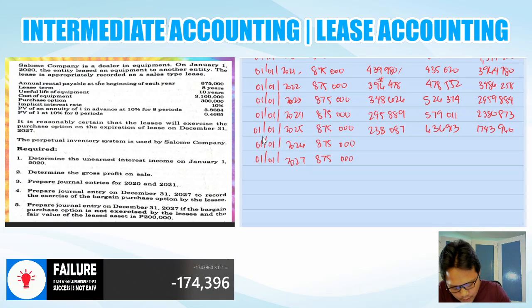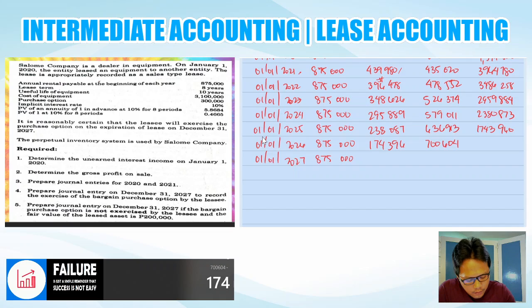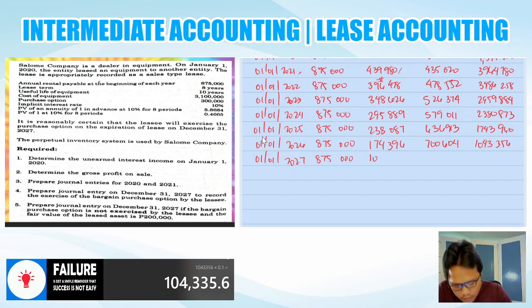times 10% na naman. So, balik-balik lang talaga, no? Napaka-tedious talaga minsan, lalo na pag mahaba yung lease term natin. But we need to do it to fully understand the concept of effective interest schedule, no? So, less 1,743,960. So you have 1,043,356. Okay? 1,043,356 multiply by 10%. So that is 104,336 less 875,000. So we have 770,664.